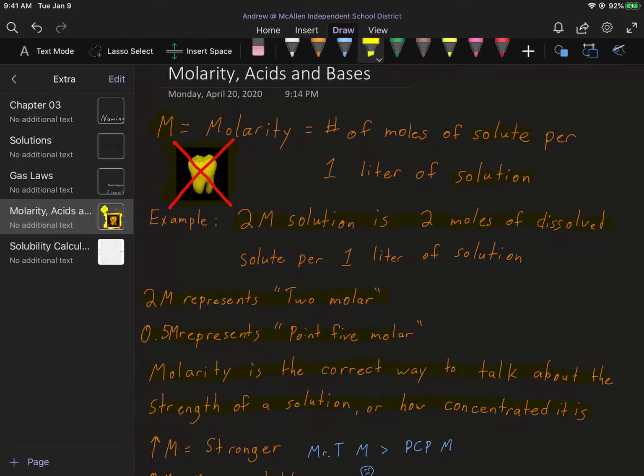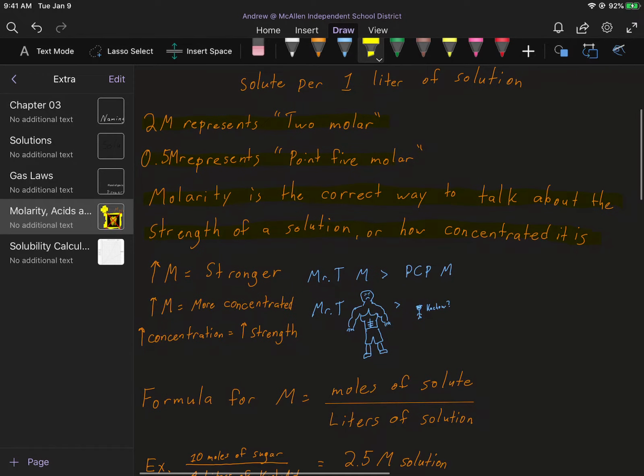Now, we're going to go back to here. Molarity is the correct way to talk about solutions. You don't say, it's strong. You talk about the molarity of it. And higher molarity is a stronger solution. Higher molarity is more concentrated, so higher concentration is higher strength. Nice little logic sequence for you.